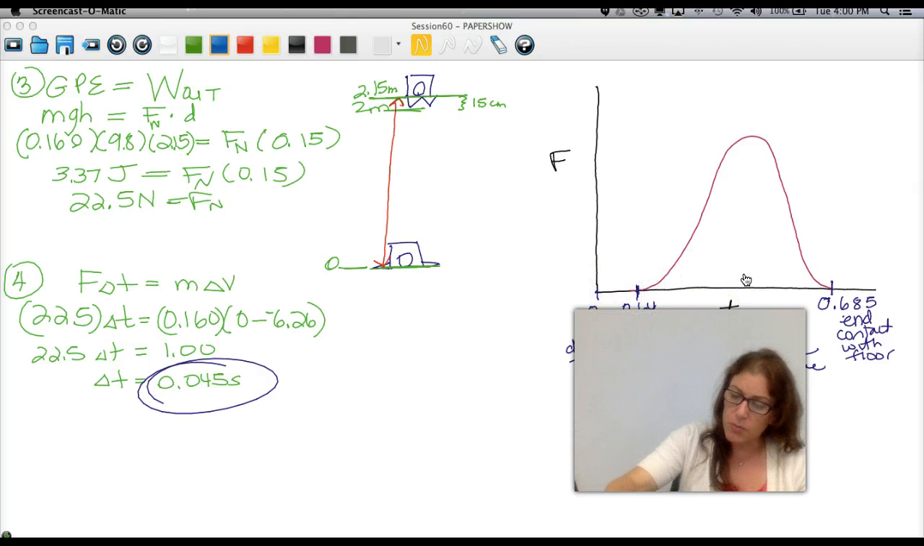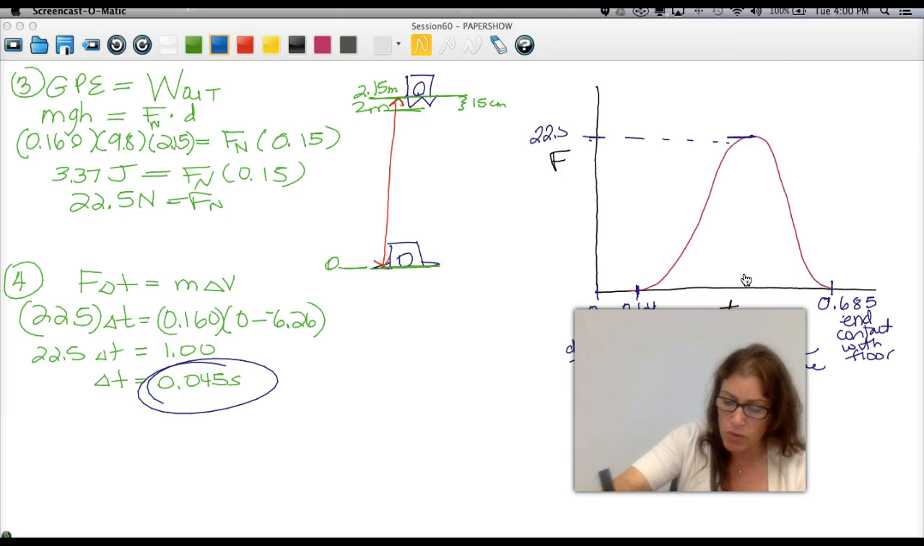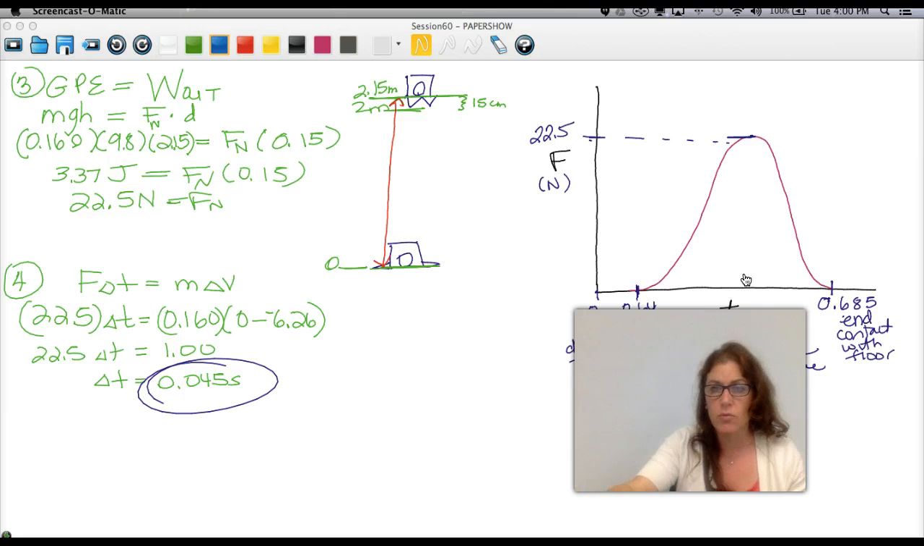But what about our force? So our maximum force that you're going to have here, this maximum force, if you track along, we didn't solve for the maximum force really, but that's sufficient. We have 22.5. We're going to do that in newtons. Okay, our average force would be half of that.